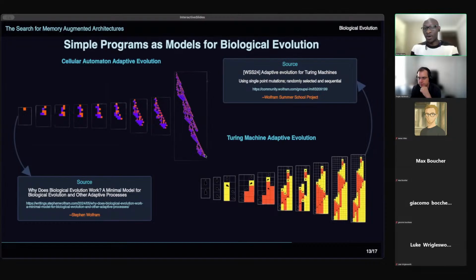And I did some work on that using Turing machines. This is an analog of what Stephen did. My work was using Turing machines, but doing the same thing: changing one point in the rules and evolving that system. And you can see this is a system evolving from this single point. You look at these two, this is the whole state.